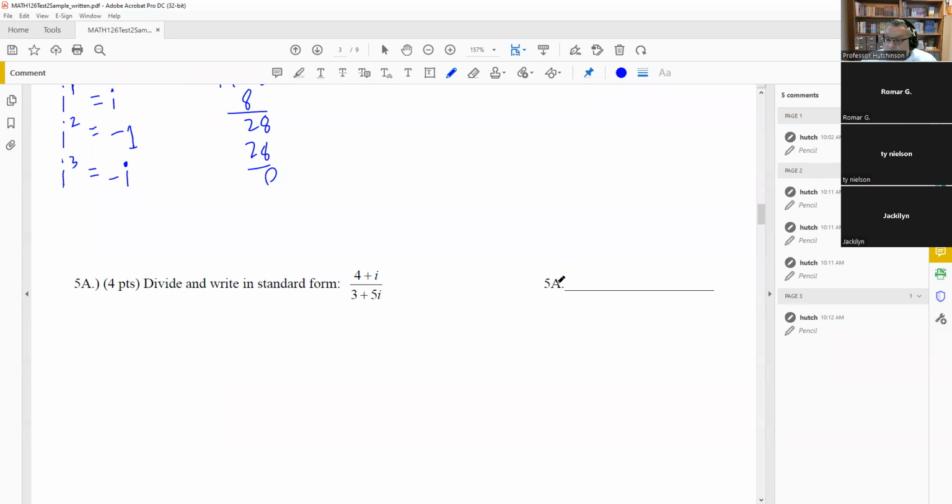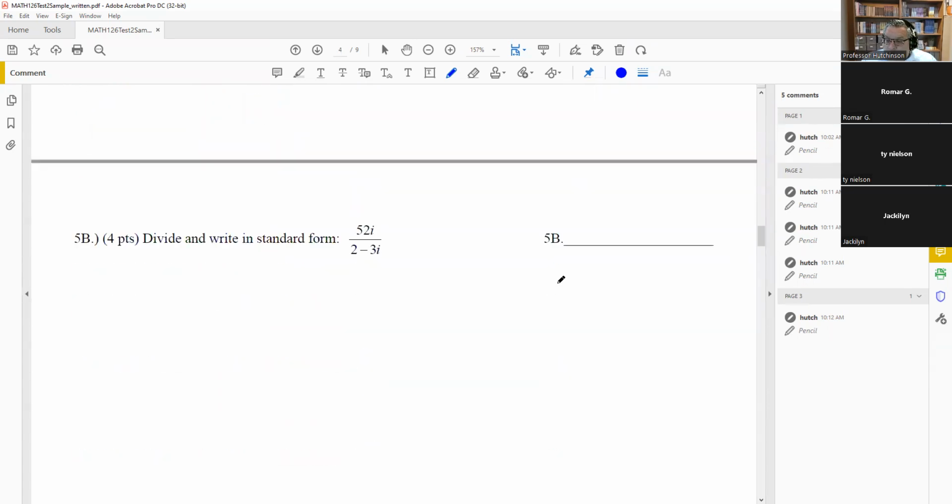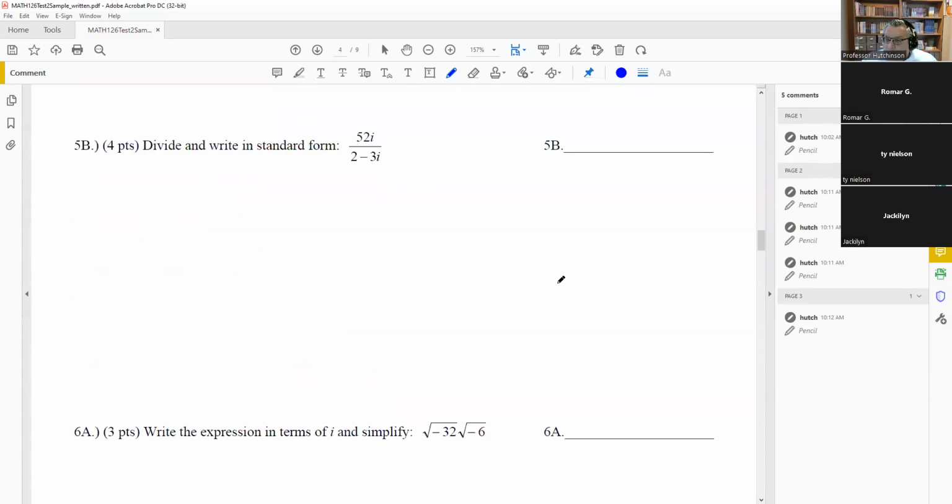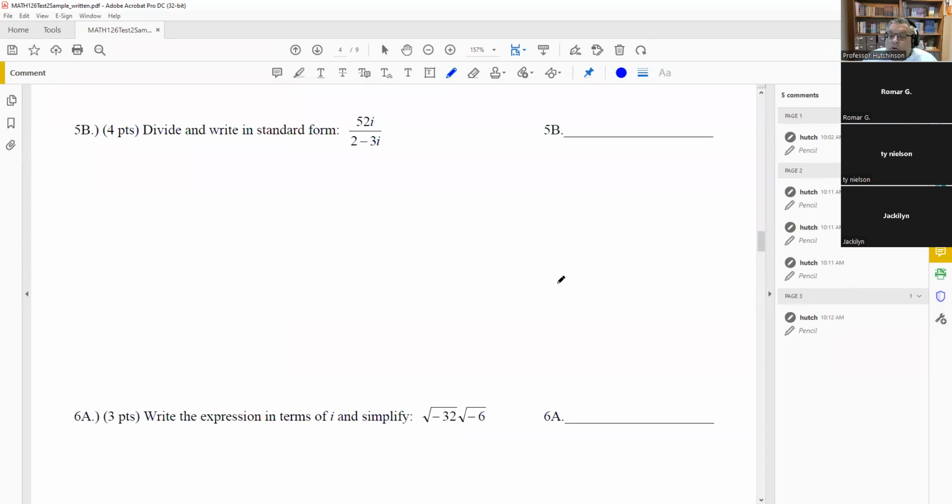Okay, so next one is 5 part B. So the one like this where you want to divide this. To do these kind of problems, you have to multiply the whole thing by the top and bottom. You'll multiply by the conjugate of the bottom. Conjugate is the same thing on the bottom, except we have a plus sign instead of a minus sign.